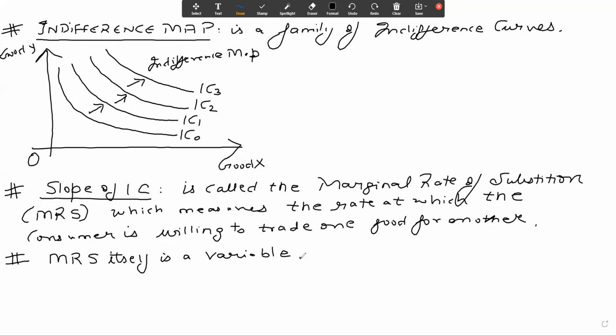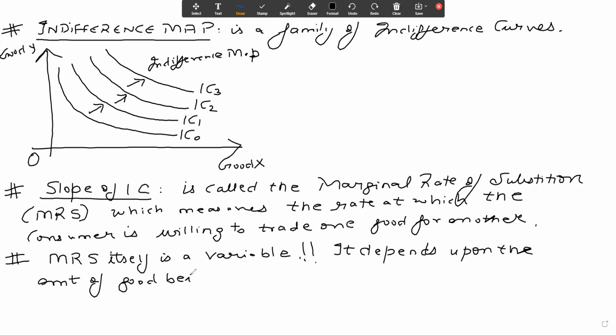But if you look at the indifference curve, it is convex. It is not a straight line. So the slope of the indifference curve is not a constant. The slope of the indifference curve is a variable. MRS itself depends upon the amount of good being consumed by the consumer.